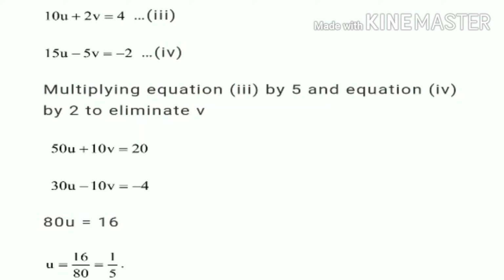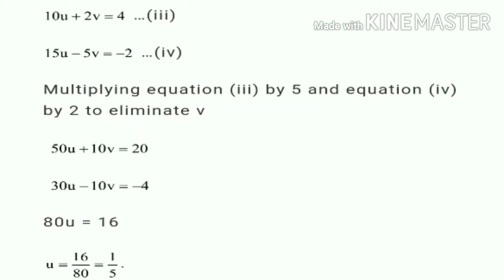Now when we add both the equations, the 10v terms both cancel, and 50u plus 30u is 80u, and 20 minus 4 is 16. So we can write u is equal to 16 upon 80, that is 1 upon 5.